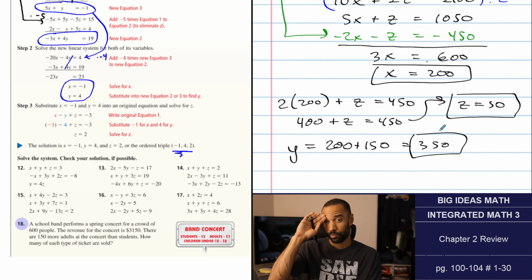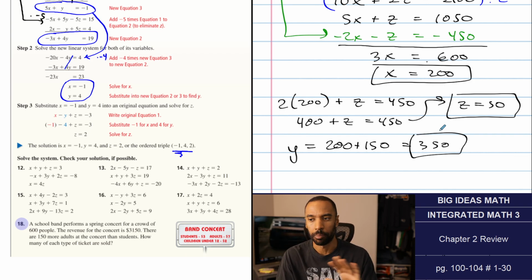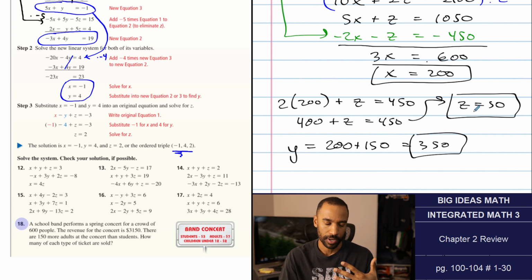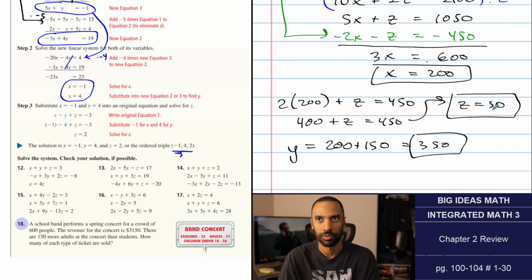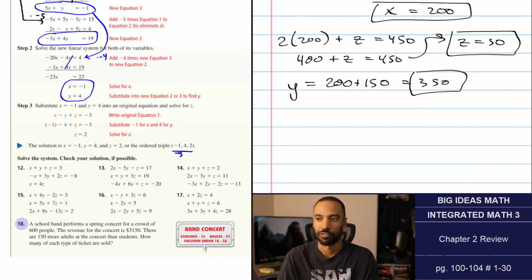It's best that you triple check all this to make sure it works for all three equations. I'm not going to. I'm just going to assume I got it. But here, what are we saying? x is the number of student tickets. y is the number of adult tickets. z is the number of tickets for children under 12.